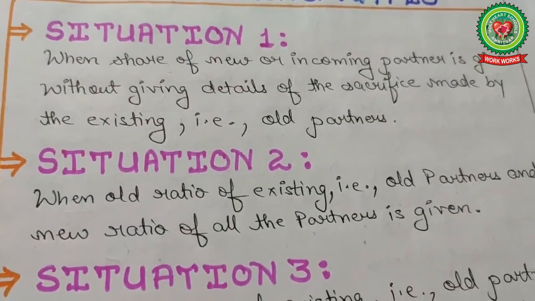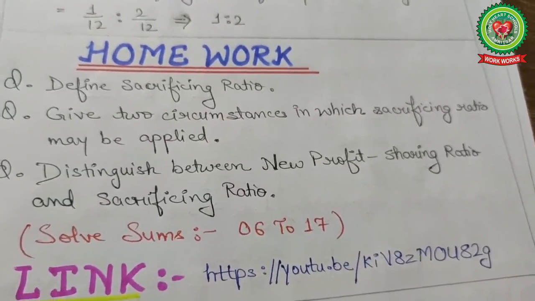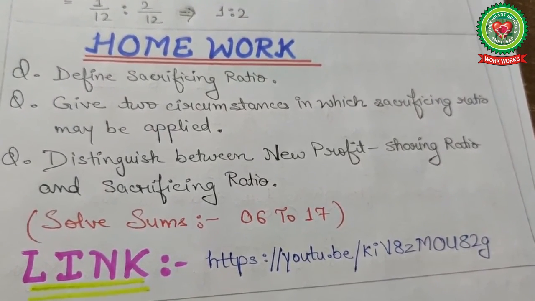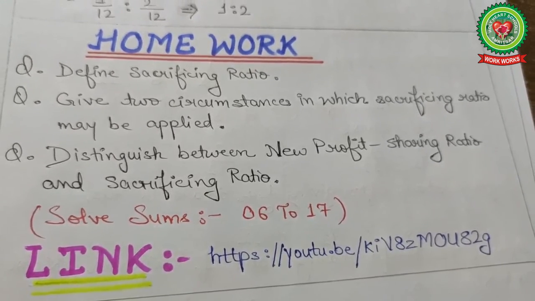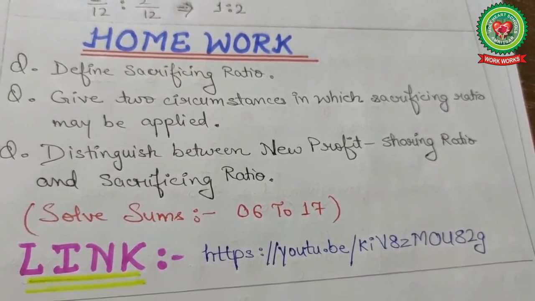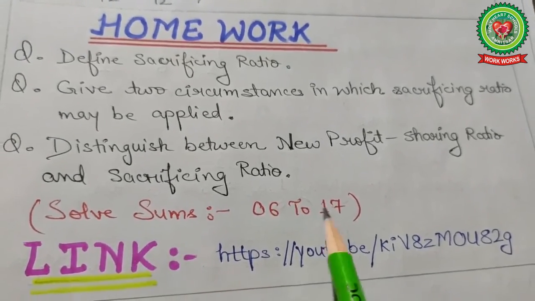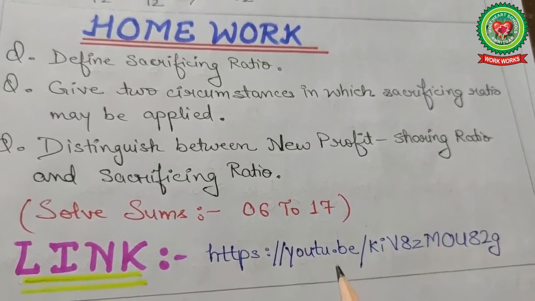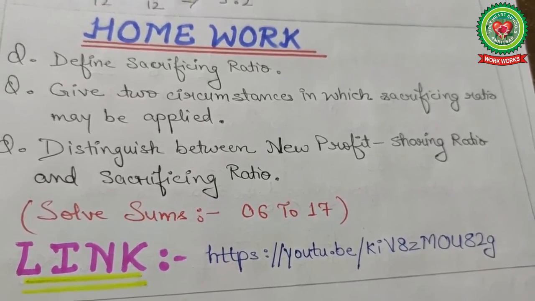So these all are the three situations provided to you. I explained to you how to compute the sacrificing ratio in these situations. Now see your homework questions. Define sacrificing ratio. Give two circumstances in which sacrificing ratio may be applied. Distinguish between new profit sharing ratio and sacrificing ratio. And also solve practical problems 6-17. And also, students, refer to these YouTube links for a better understanding of the topic.